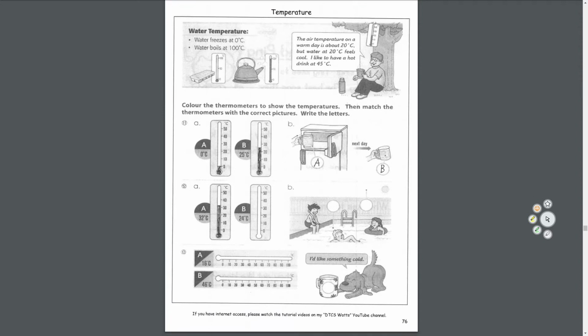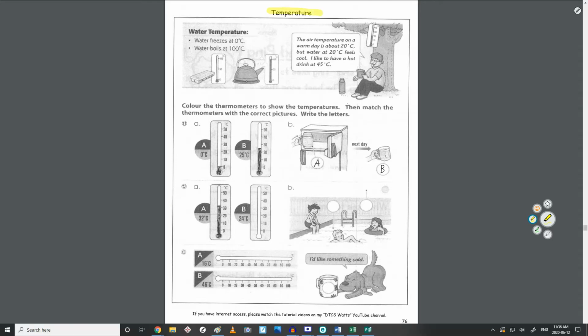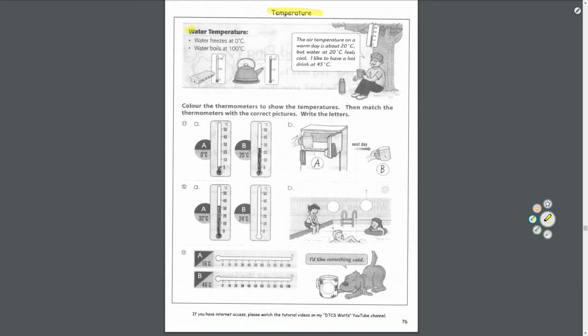Today we will talk about temperature. Up here, water temperature. Water freezes at 0 degrees Celsius and water boils at 100 degrees Celsius.